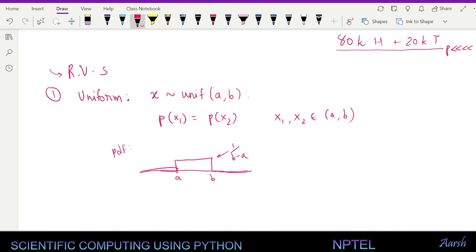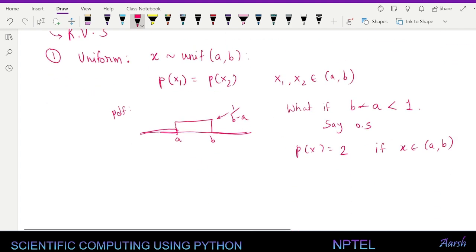All right. By the way, one very silly question, but if you have not thought about it: what if b minus a is less than 1, say 0.5? Then you have p of x equal to 1 divided by 0.5, which is 2, if x belongs to [a, b], right? So does this mean that the probability of finding x is 2? That is obviously not true, right? So what's the resolution of that? Anyone?